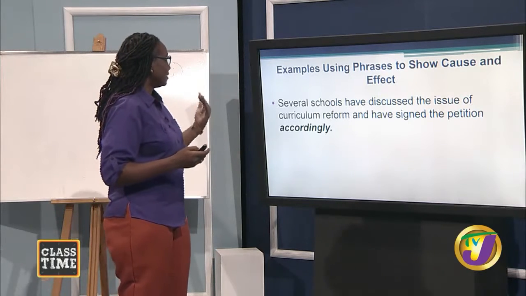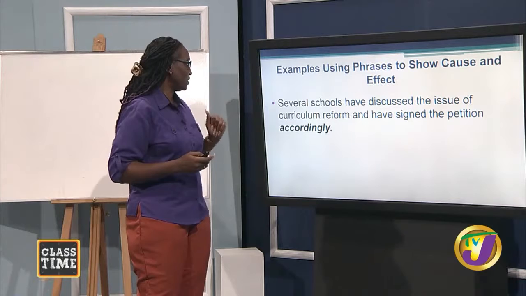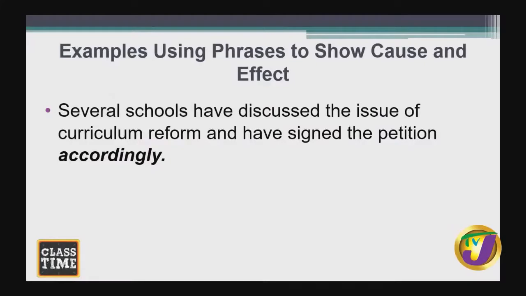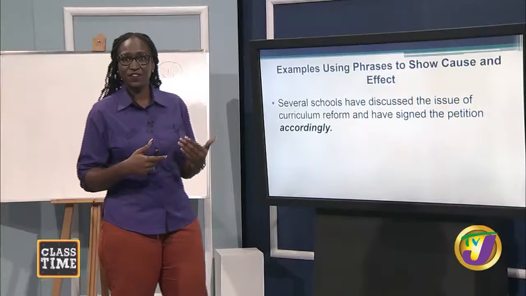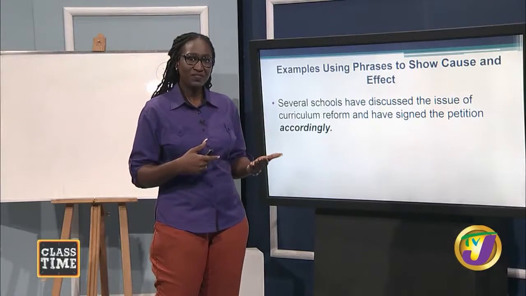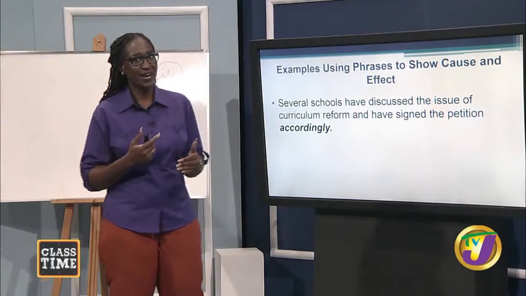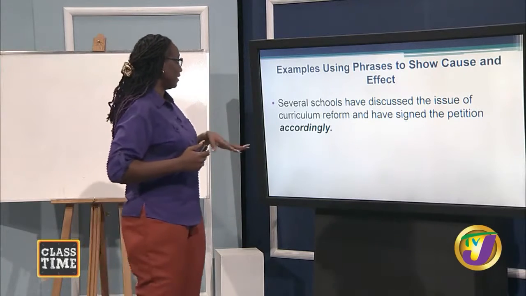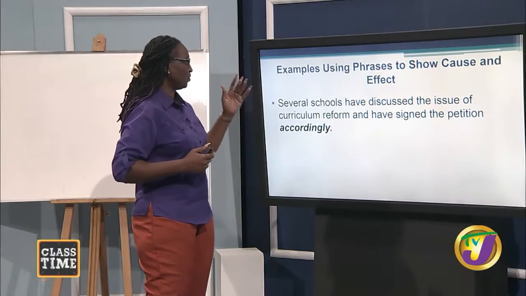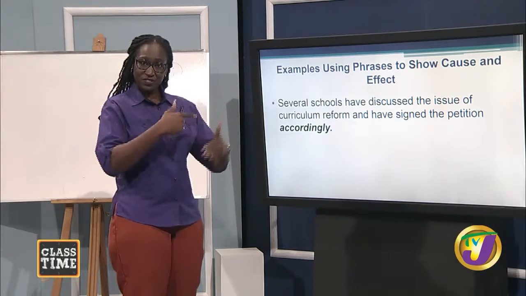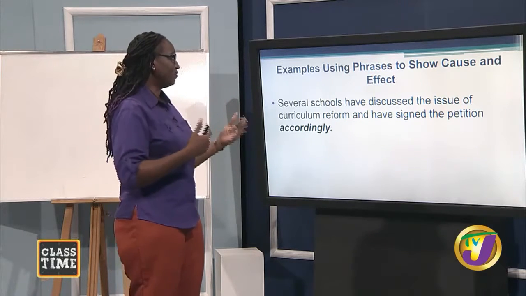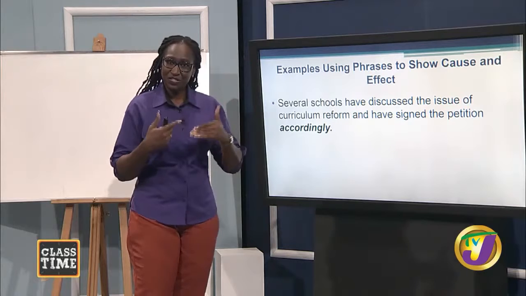So, several schools have discussed the issue of curriculum reform and have signed the petition accordingly. And we have highlighted the word accordingly. So how have you shown cause and effect? What is the cause that you have highlighted? What is the effect you have highlighted? So you look at the fact that schools have discussed the issue of curriculum reform. So that was the first thing that happened. And then after that, they signed the petition.